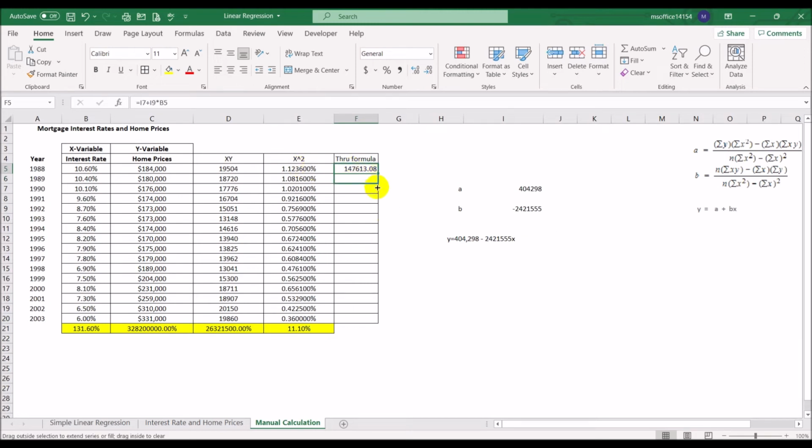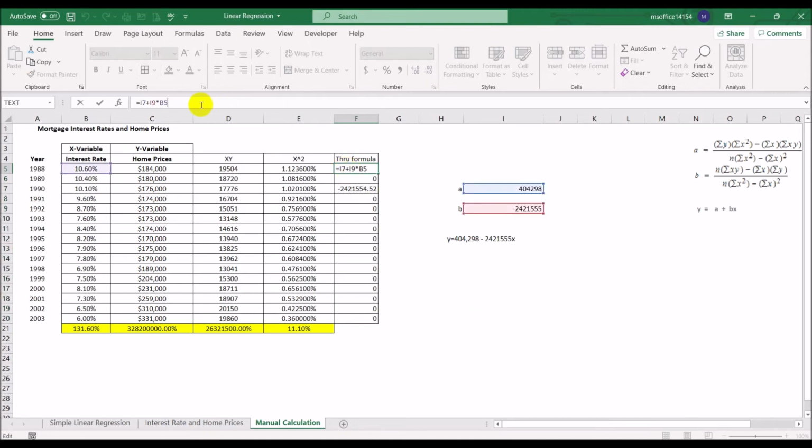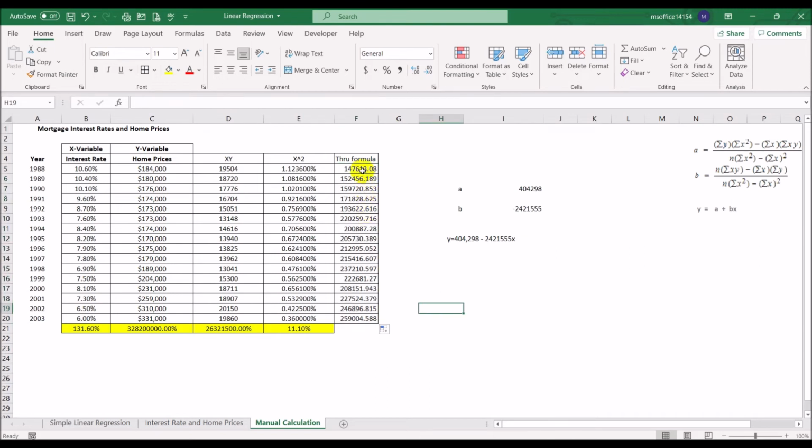Okay, and let's just drop this down. Oops, sorry. I need to lock this, and I need to lock this. Okay, so that's what your home prices would look like, on the average. Now let's see if this actually holds true.